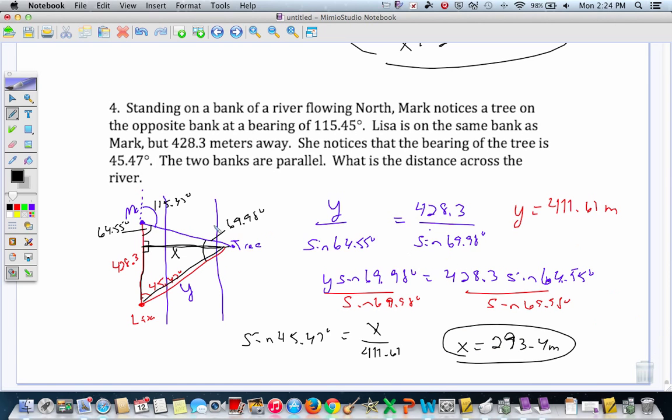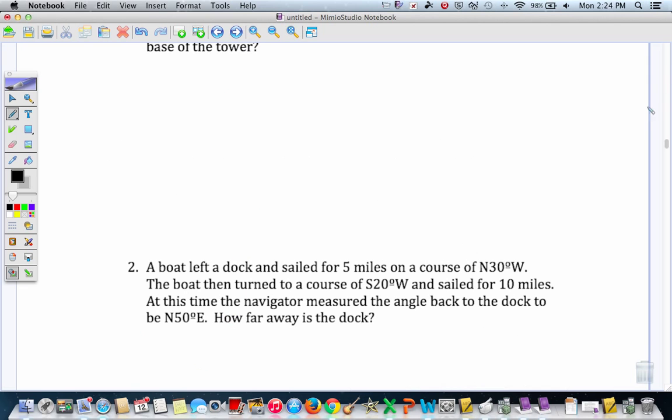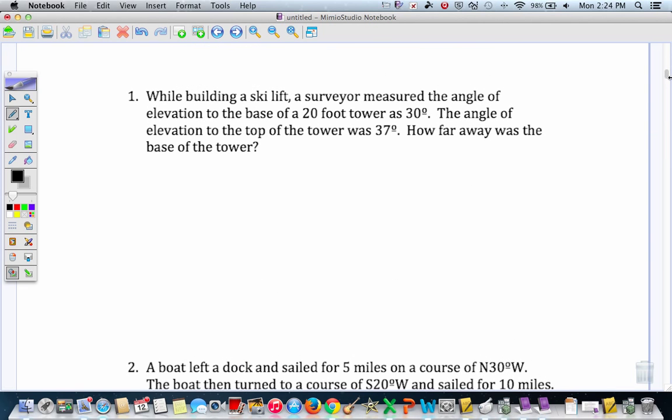So both of those problems included bearings, two different ways of measuring bearings here. This one was from a north line in a clockwise direction. This one up here had our two directional measurements in it. Both of them measured from a north line and both in a clockwise direction because of the east. So let's move on to our next one.